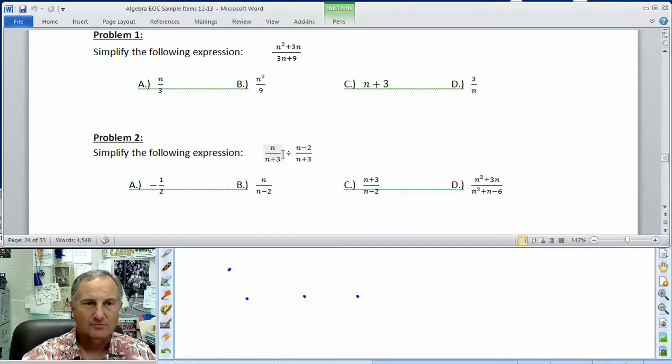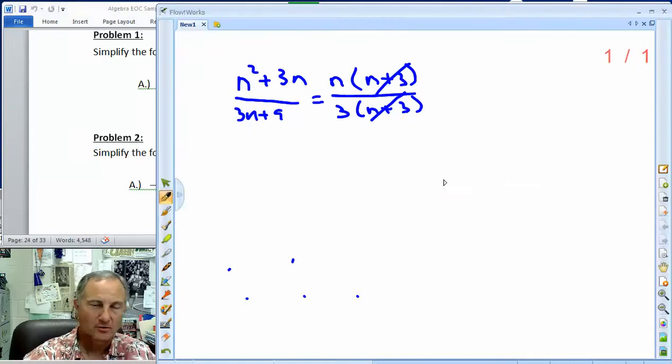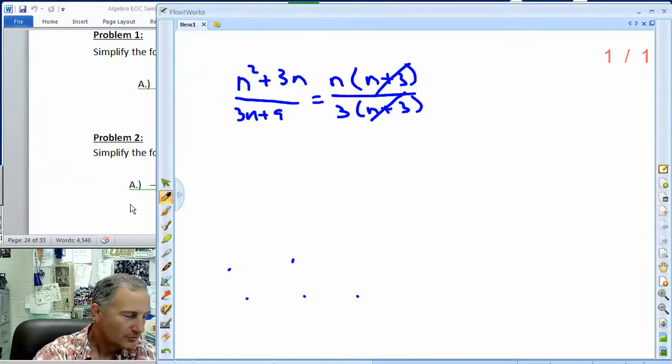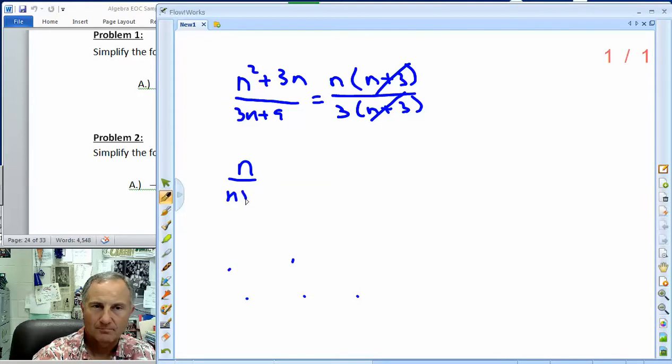All right, problem 2. Really, these are fractions. Okay, and when we divide fractions, the rule is to change division to multiplication and flip this and multiply. Okay, take the reciprocal. Change this to multiplication and take the reciprocal, which means we're going to flip these two. Okay, so let's take a look at what that would look like. So I've got my n over n plus 3. I'm going to change my division to multiplication, and I'm going to take the reciprocal. I'm going to flip the fraction that follows it.